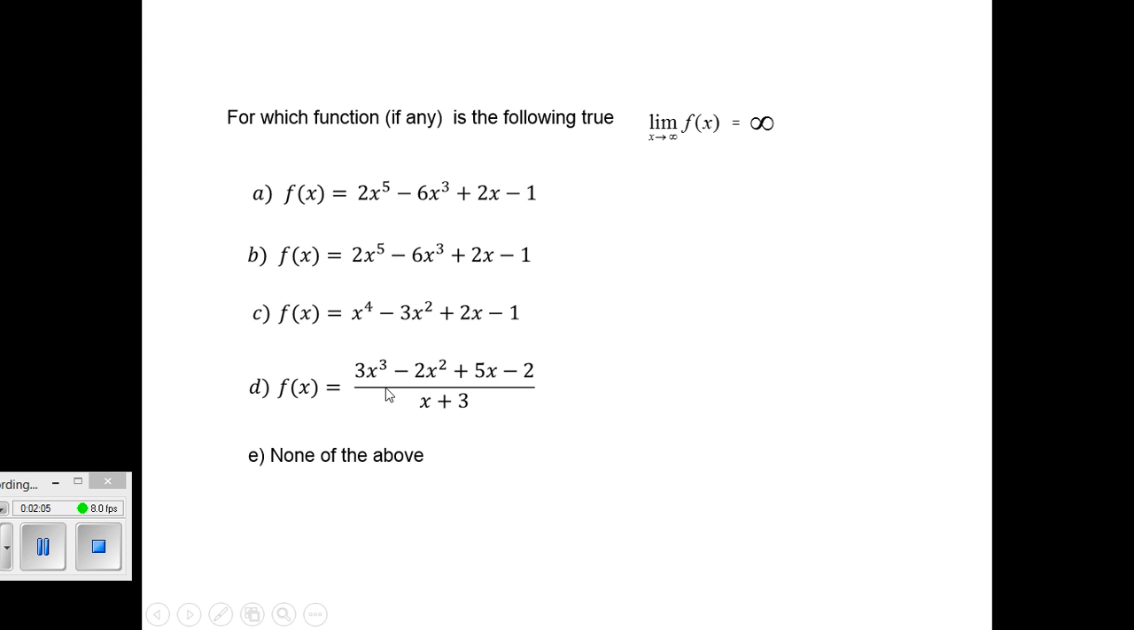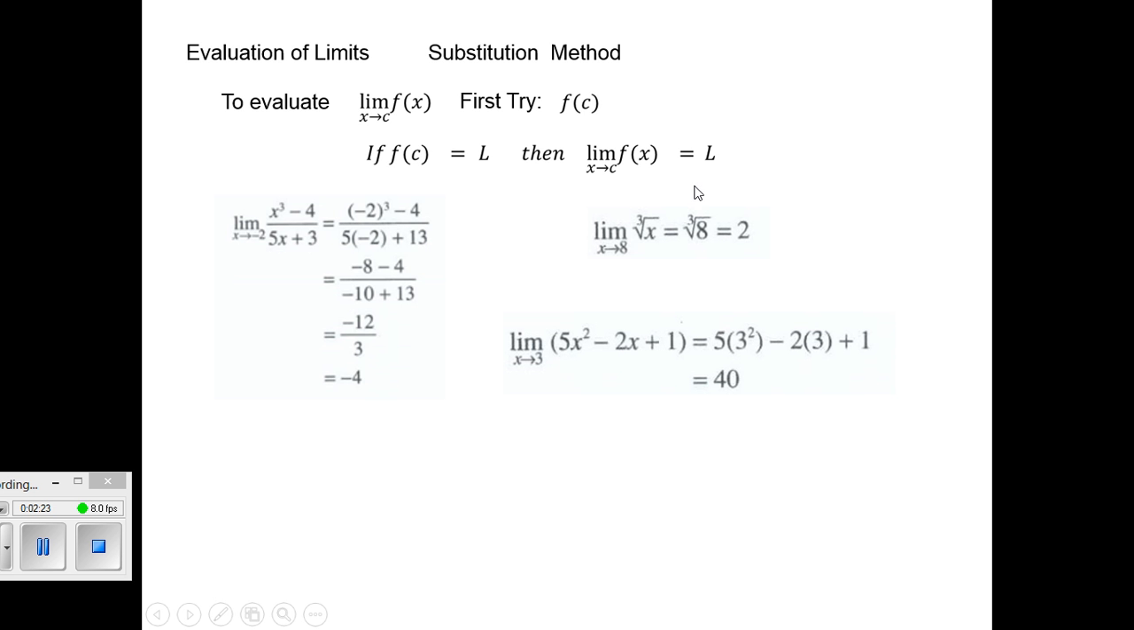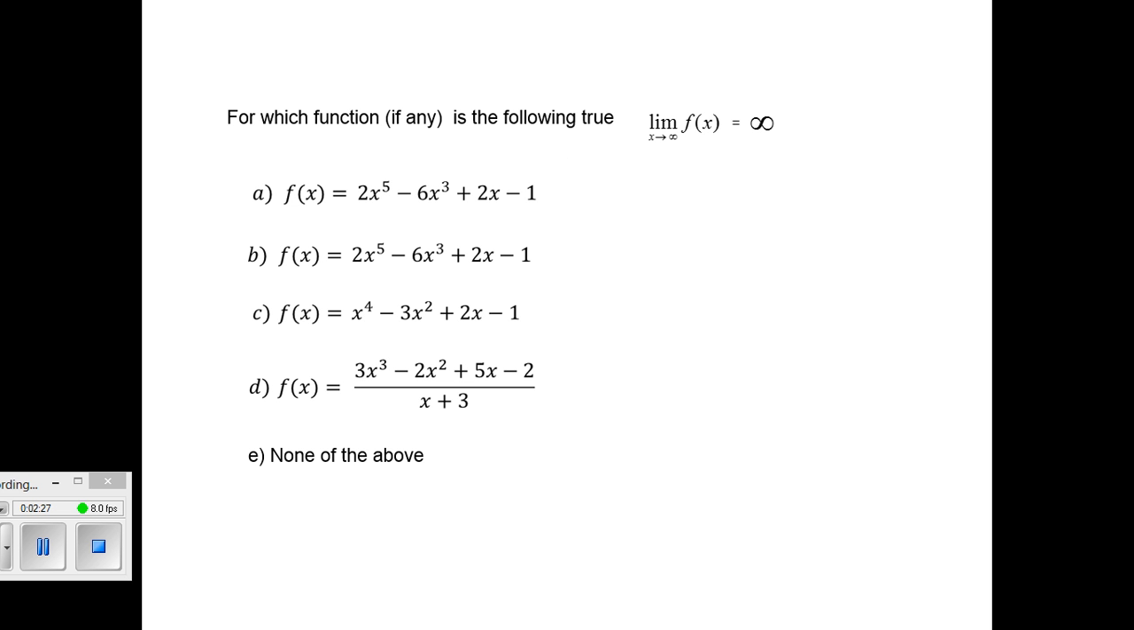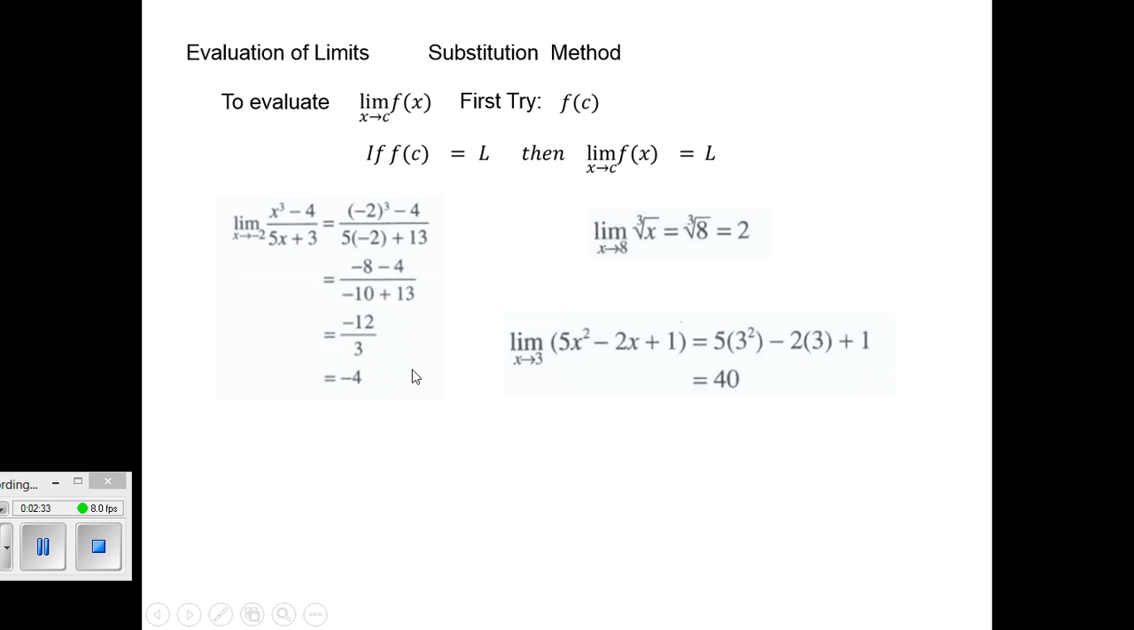This is a rational function. The highest power up top is x cubed. If we did the long division, this would reveal something to us where the first term would be 3x squared. So it would mimic in the long run 3x squared. So the right hand side would rise, and therefore the limit as x approaches infinity would be infinity. So if you ask me, this is true for all of these.